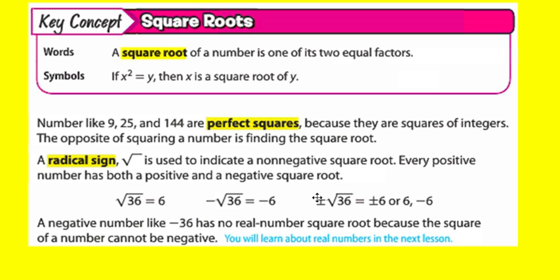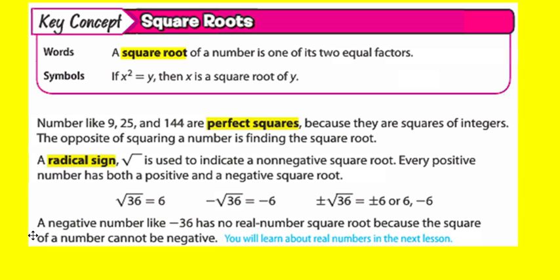Here is a symbol. This is called positive or negative. What is the positive or negative square root of 36? And how do we get that? You can have positive 6 times positive 6 equals 36. And negative 6 times negative 6 can also equal 36.